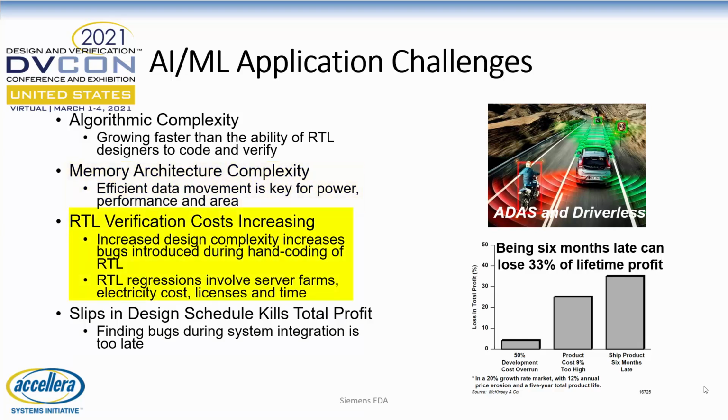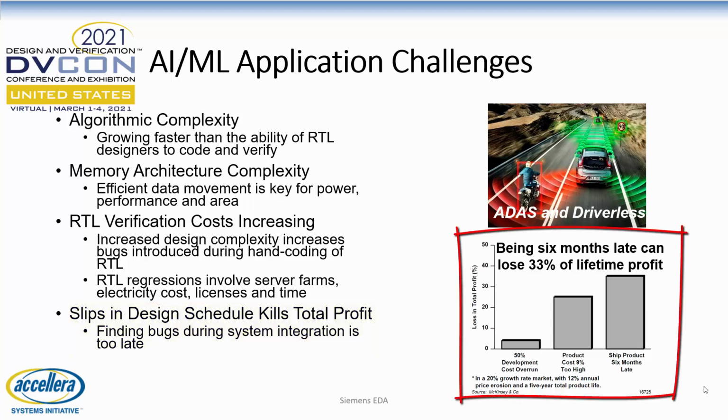RTL verification costs continue to increase. Increased design complexity increases the number of bugs introduced during a hand-coded RTL design methodology. Furthermore, the cost of running RTL regressions involves server farms, electricity costs, licenses, and time. And lastly, slips in design schedules will kill total profits. Finding bugs during system integration is too late. Some research has shown that being 6 months late can lose up to 33% of lifetime profit for your design.